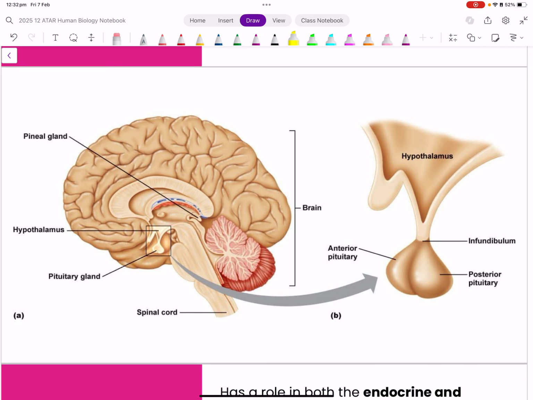So to start us off, the hypothalamus and the pituitary gland are found in this small section of the brain that I've just highlighted in yellow. The hypothalamus is the structure found on top, and it is connected via a structure known as the infundibulum. This infundibulum is what connects the hypothalamus directly to the two lobes of the pituitary gland. Firstly, there is the anterior pituitary gland, which is found facing the front of the body, and then in orange we have the other part of the pituitary gland facing the back, and that is known as the posterior pituitary.